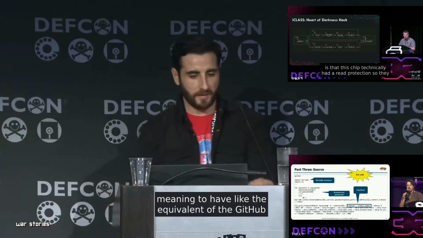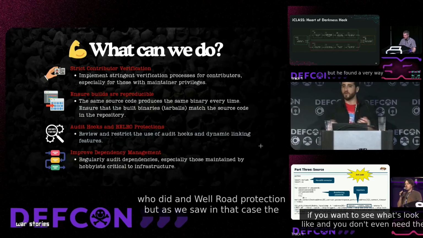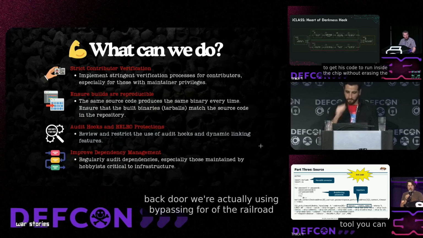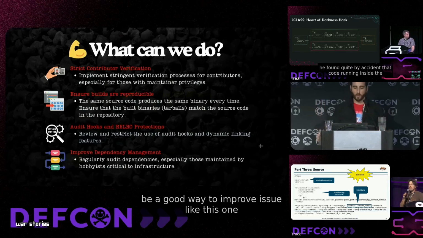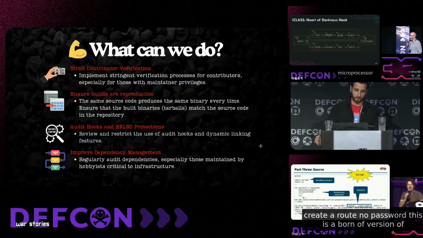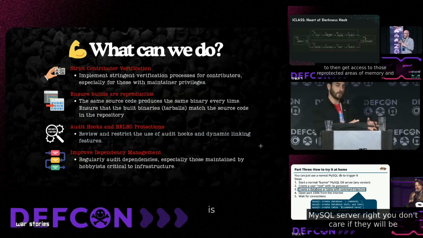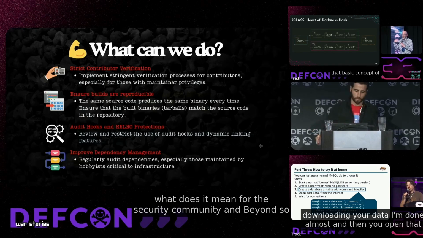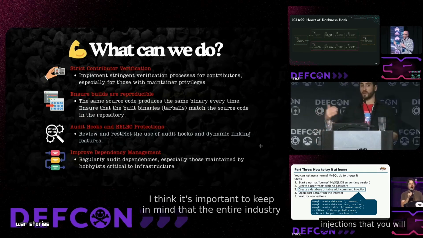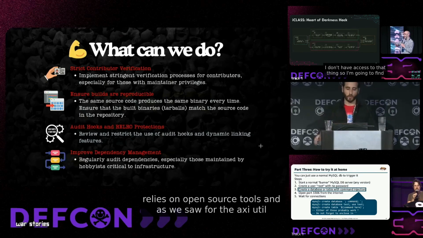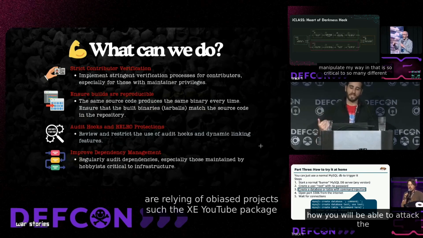So what can we do about it? Well, it's not an easy question, and I don't think I have the answer today, but here are some elements to think about. Something that could be done, especially on projects like this one that are widely used everywhere, is strict contributor verification. Also to ensure that the builds are reproducible, meaning having the equivalent between the GitHub repository and the release tarball. Then audit hooks and RELRO protection, but as we saw in that case, the backdoor was bypassing RELRO. And also improving dependency management could be a good way to address issues like this one.